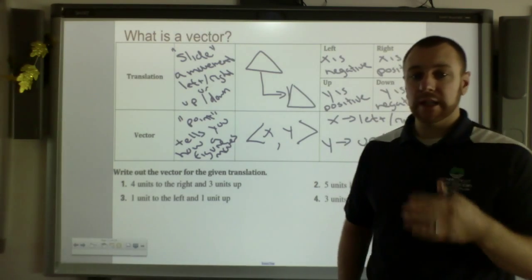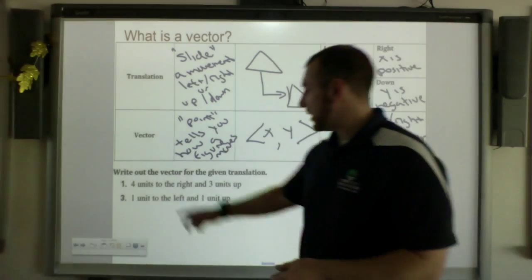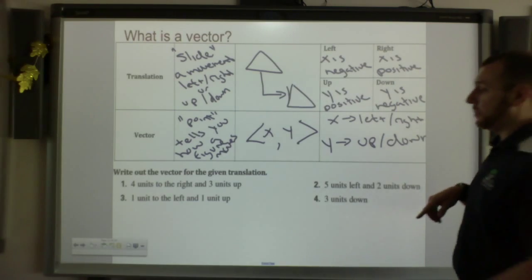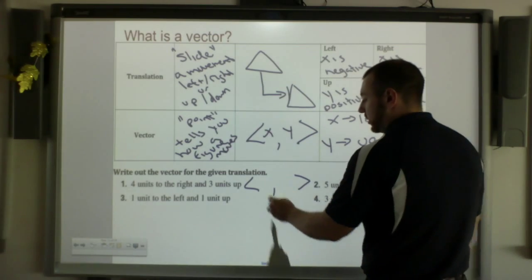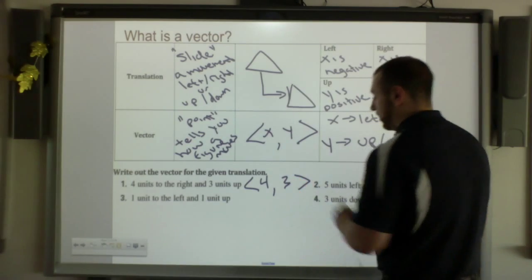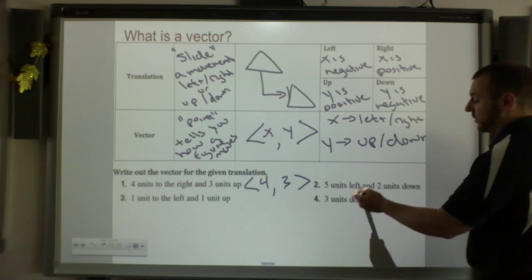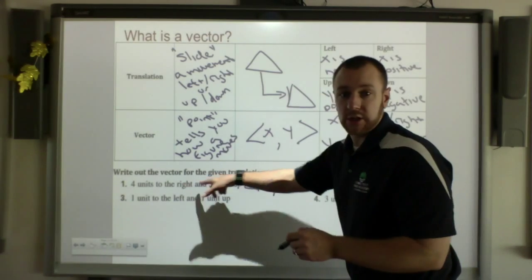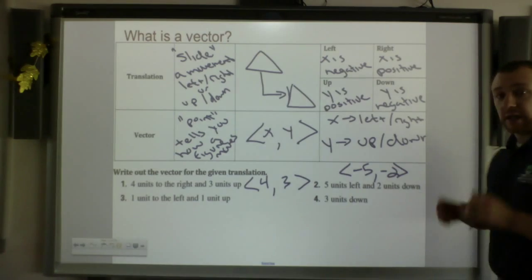So to get practice with this, we're just going to write out the vectors here. So if it's saying 4 units right and 3 units up. So right, x is going to be positive. So I'm going to put it in these carets. 4 units right means it's going to be a positive 4. 3 units up means it's going to be a positive 3. Here, for number 2, 5 units left, 2 units down. Now I'm the exact opposite directions of this one. So it's going to be negative 5, negative 2 inside the carets.